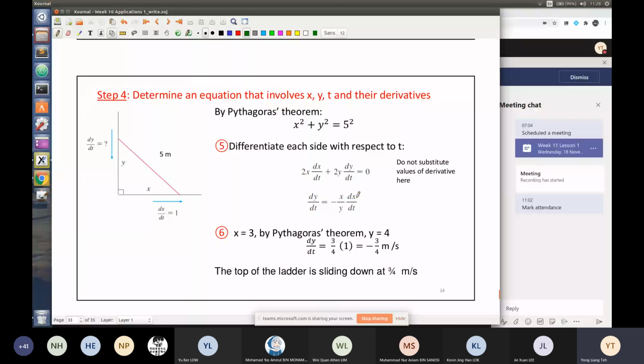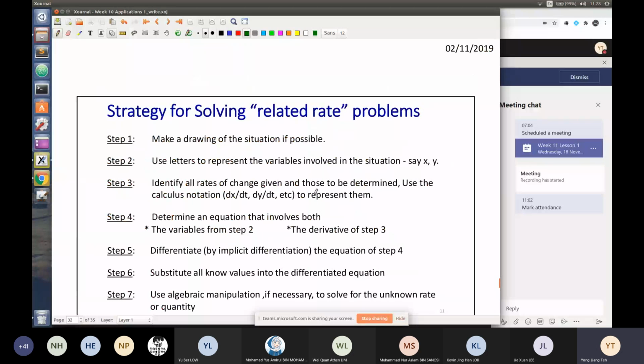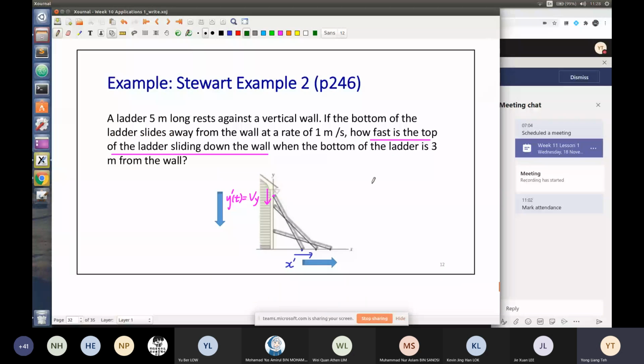So you can see the relationship between x prime and y prime here. So what is the given information? The given information is telling me that the point x is sliding away from the wall, and numerically, when x is equal to 3 meters, I do not know what x prime is. Oh, sorry. I know what x prime is because this is x prime, the bottom of the ladder, the red here. So I know x prime and I know x. Therefore, I have two knowns.